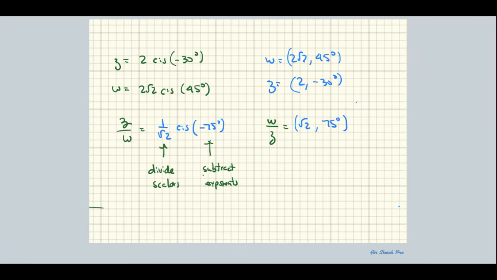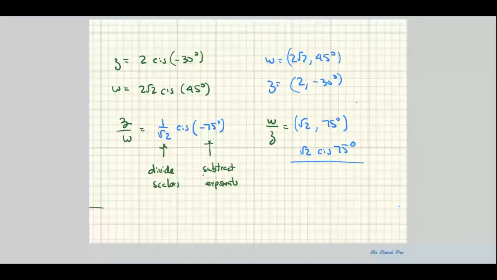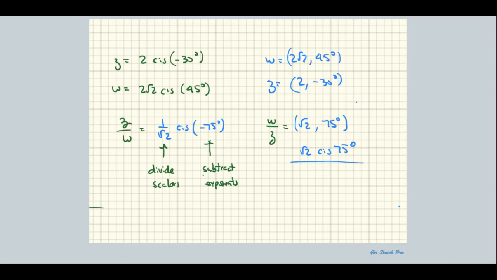75 degrees. Which we could also write as root 2 cis 75 degrees. And this is actually the way I prefer, because the coordinates are okay, but if you write it as a cis, you'll remember that the cis is an exponent.